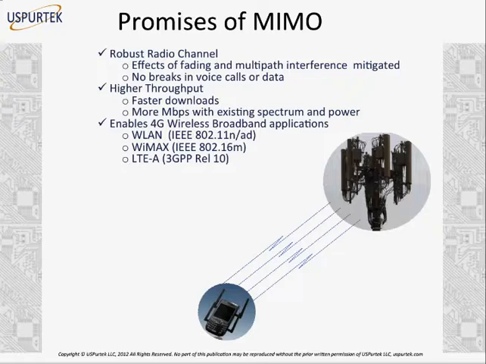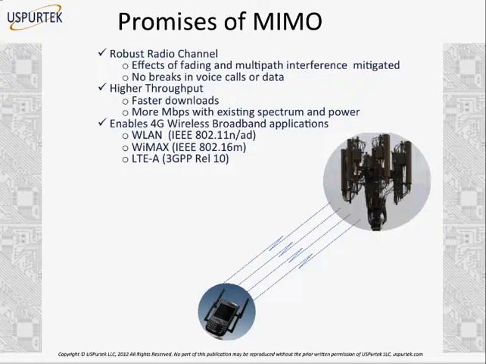Well, with MIMO, you have the promise of a robust radio channel. The effects of fading and multipath interference are mitigated. You can forget breaks in voice calls or data, and get higher throughput, faster downloads, more megabits per second. In other words, more bang for the buck. You get more bandwidth with the same amount of money you spend every month.